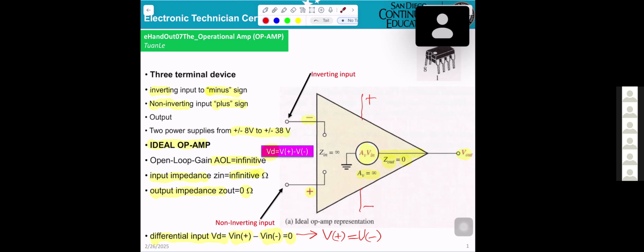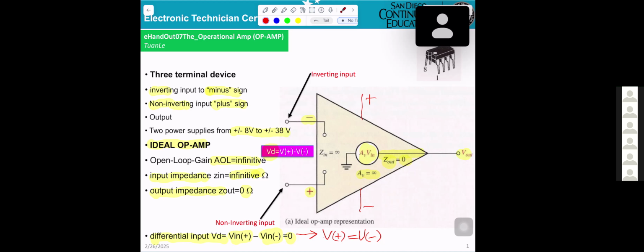Okay? And if you're looking at the schematic, the difference between the inverting and non-inverting input they call VD. That means differential voltage, equal to V at positive minus V at negative. Okay?